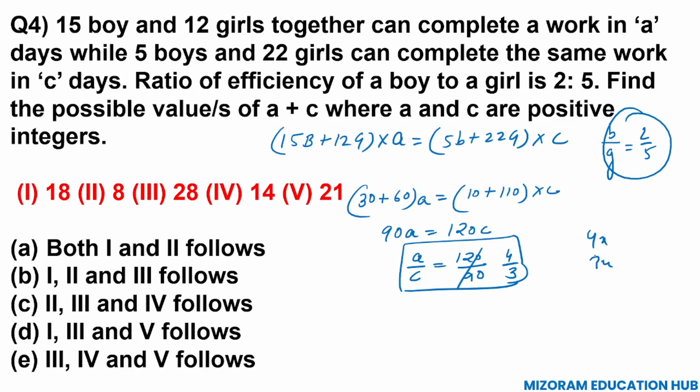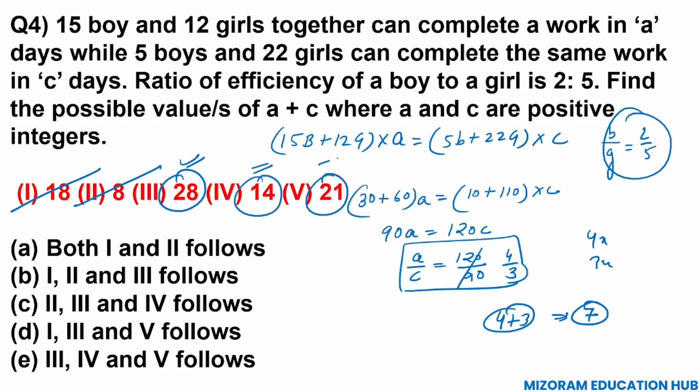Now, from the options, how can we check the possible value of A plus C? A plus C must be divisible by 7. Checking the options: 18 is not divisible by 7, 8 is not, 28 is divisible, and so on. So our answer is 3, 4 and 5. Option E, 3, 4 and 5, follows.